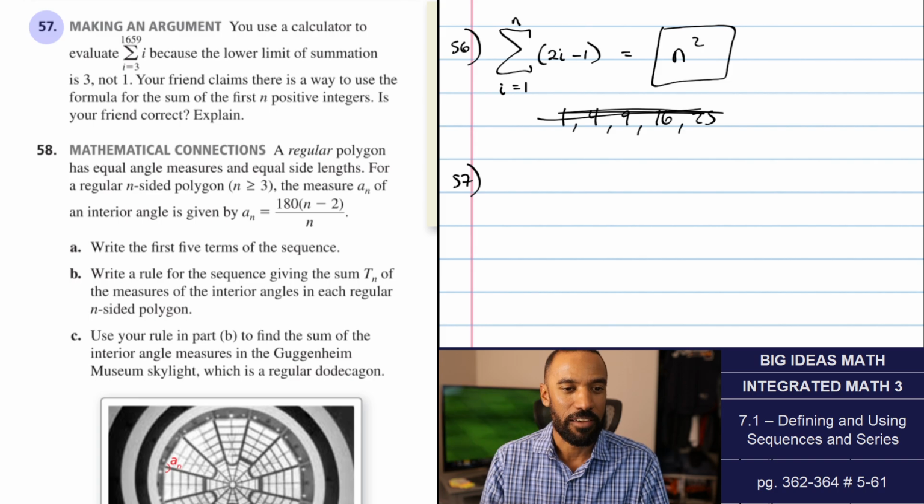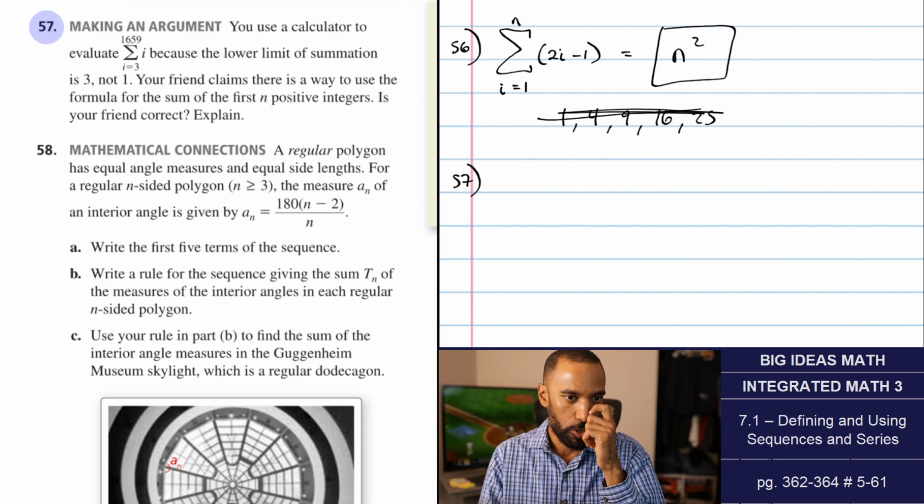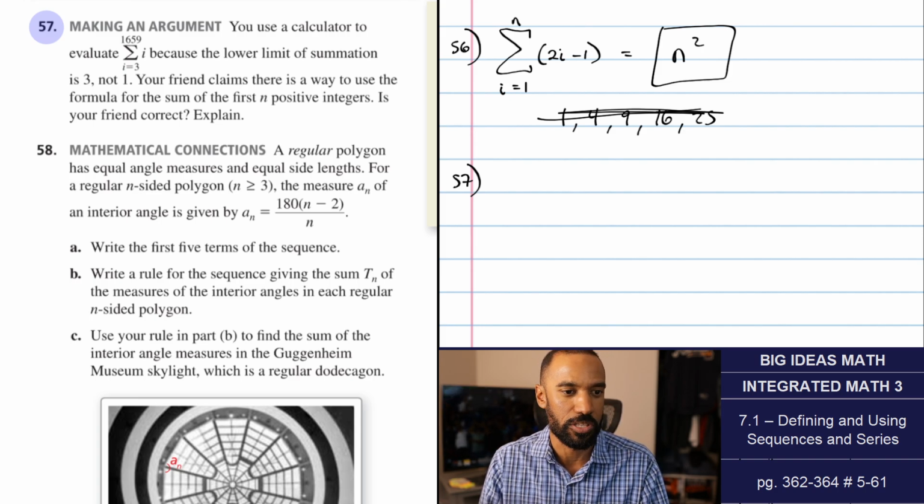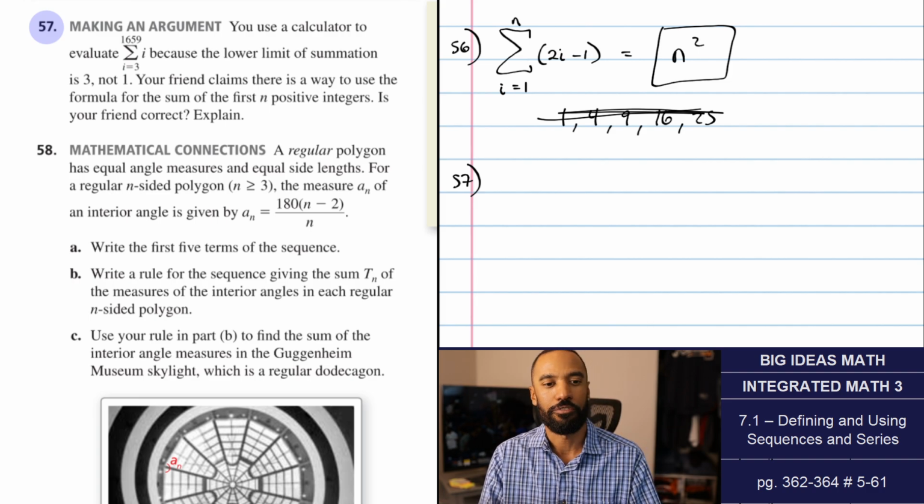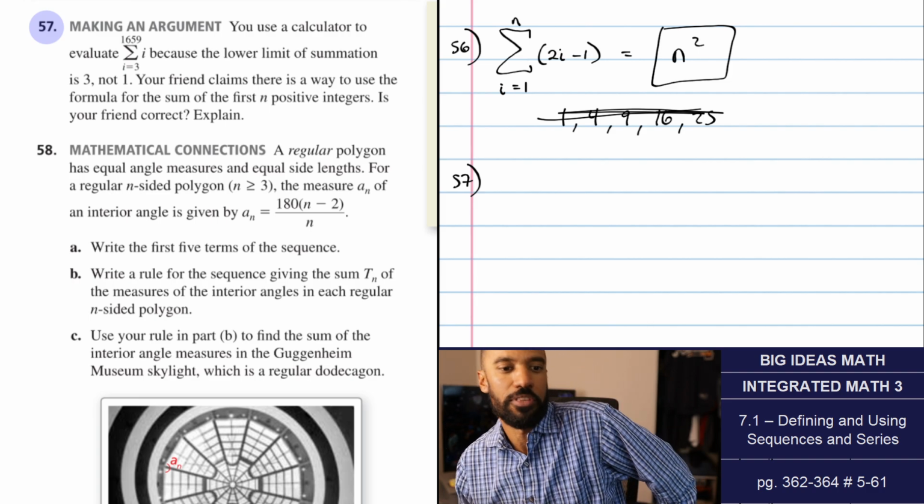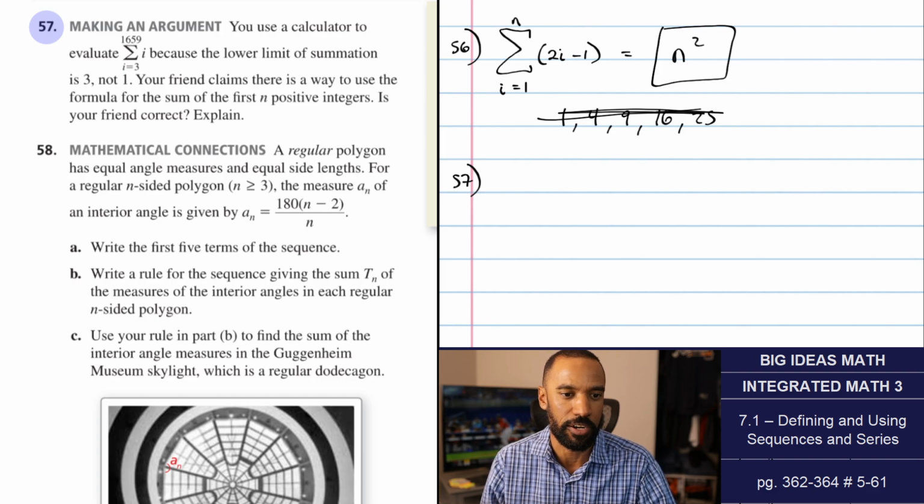All right, number 57, making an argument. You use a calculator to evaluate this because the lower limit is 3, not 1. Your friend claims there's a way to use the formula for the sum of the first n positive integers. Is your friend correct? Explain.